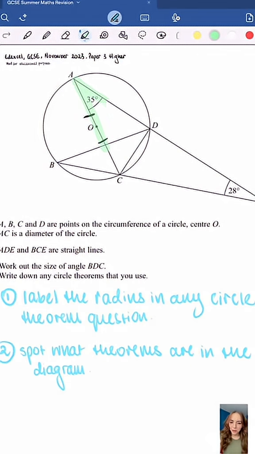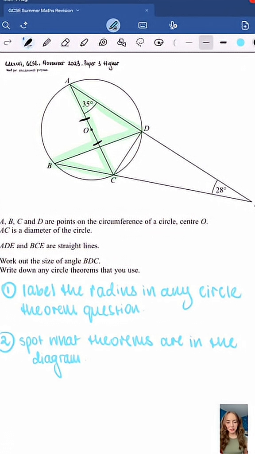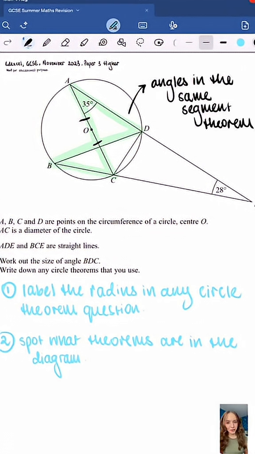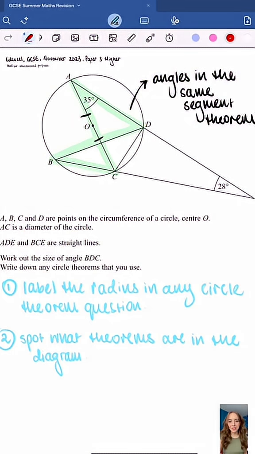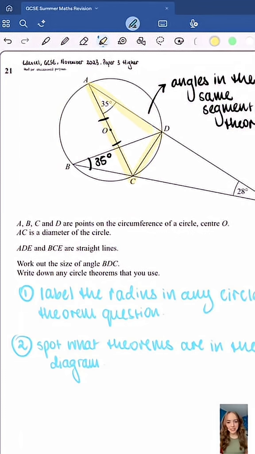The first one that I spotted is the angles in the same segment theorem, and the reason why I was able to do this is because it kind of looks like a bow tie, and I call it the bow tie rule. So if you ever see a bow tie in a circle, it probably is the angles in the same segment theorem, which are going to be equal. The second one I spotted is the angles in the semicircle theorem, so we know the angle ADC is going to be 90 degrees.